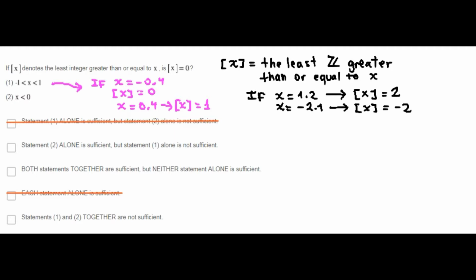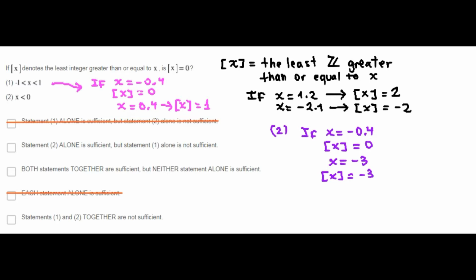Now, from statement 2 alone, x is a negative number. So, if x is negative 0.5, then x between two lines is equal to 0. But what about x equal to, for instance, negative 3? In that case, x between two lines is equal to negative 3.